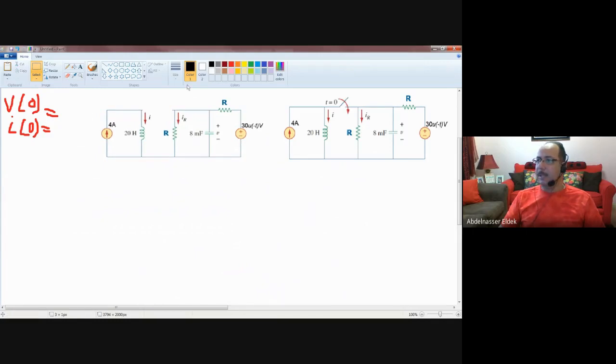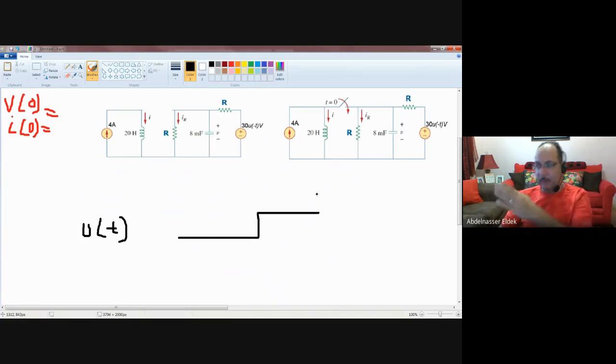And when you see this u of t, it means that it is 1 at t equals 0. Before that it was 0. So it was 0 and suddenly it will be 1. Of course here you have to multiply it by 30. But this is u of t.